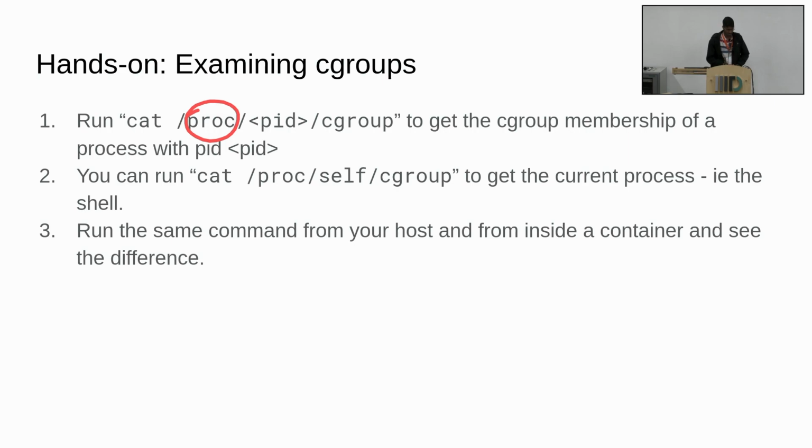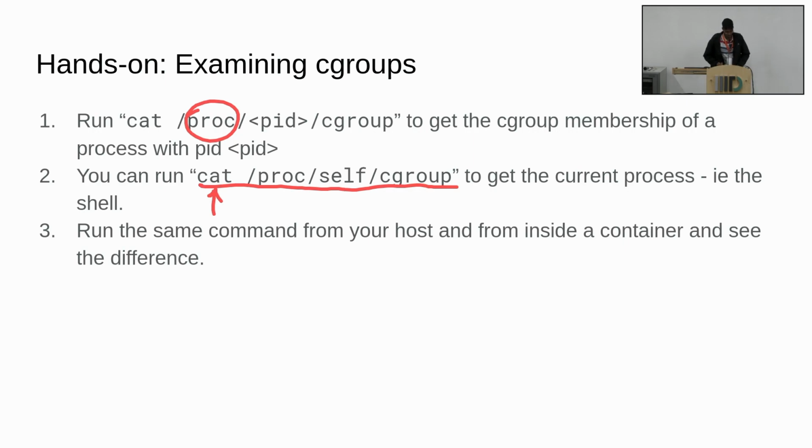If you don't know the PID and you run this, it just does it for its own PID, which in this case is the shell. Just run this command and see the output. You should be able to see the cgroups that this process has been assigned. There should be one for each of the different resources, or it might be none if you're just running a normal process.